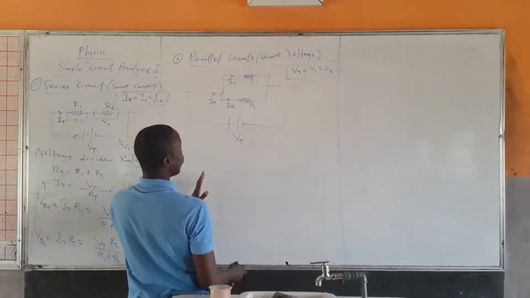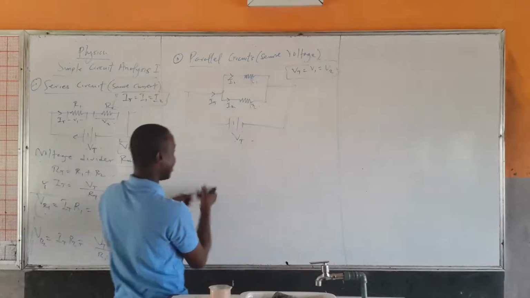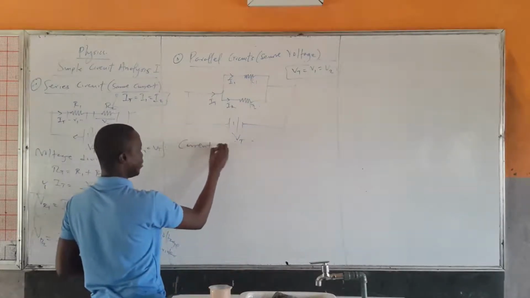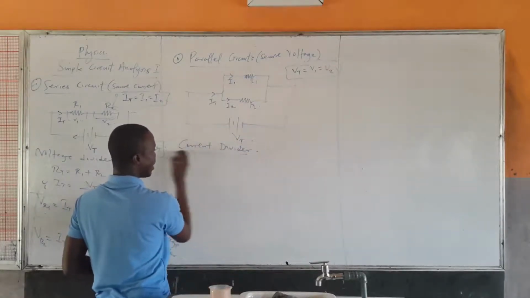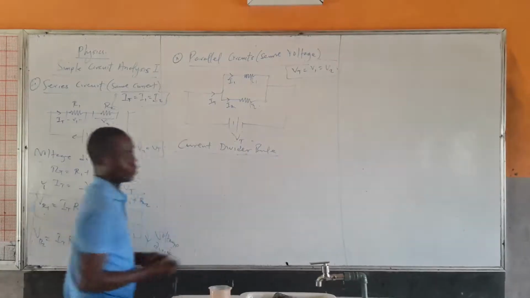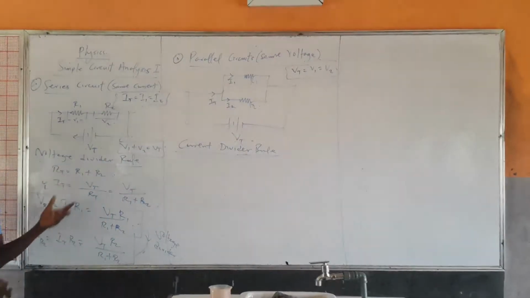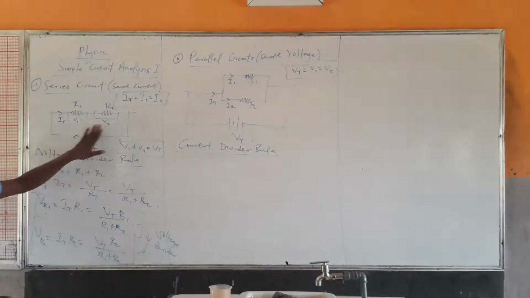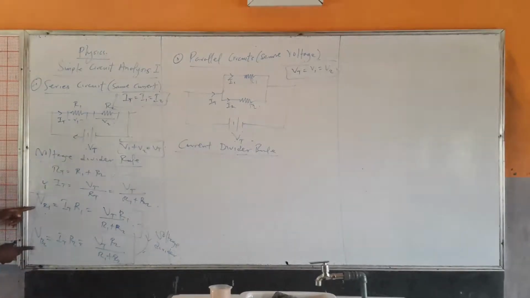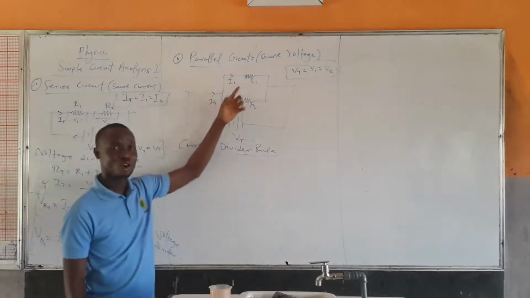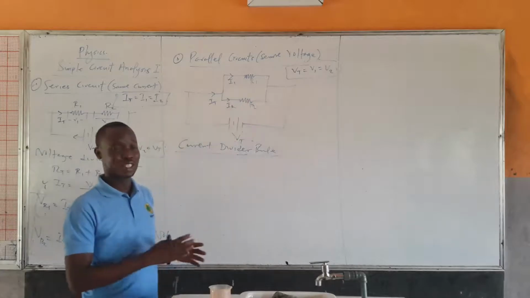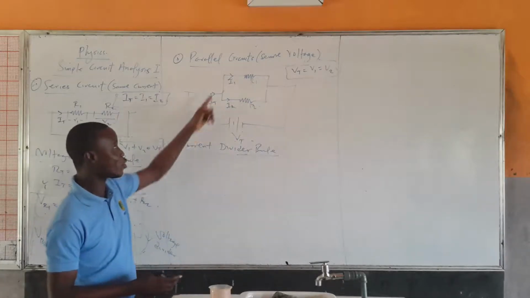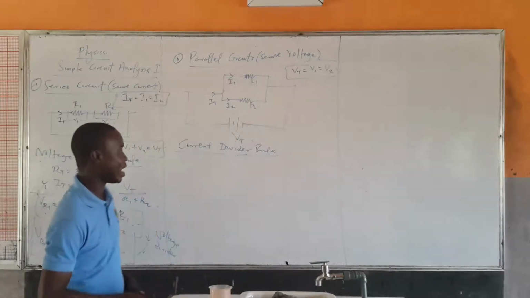So therefore we are going to have what? A current divider. We have a current divider here. Current divider rule. Don't forget, the reason why we have a voltage divider rule here is because we have different voltage across the two resistors, R1 and R2, and that gives us the two voltages, VR1 and VR2. But here we have different currents across the two resistors, R1 and R2, so we're going to have what? A current divider across R1 and R2.